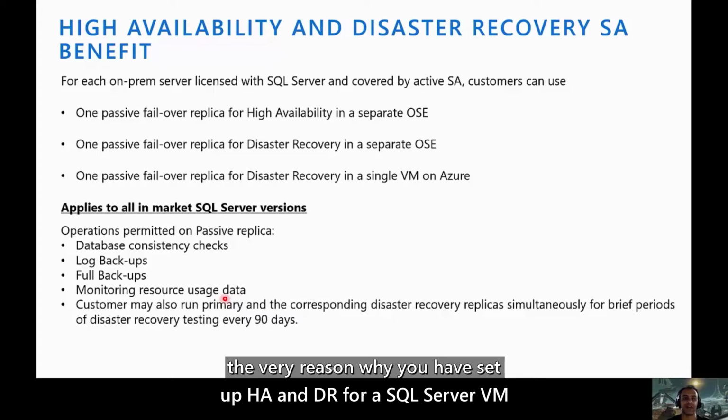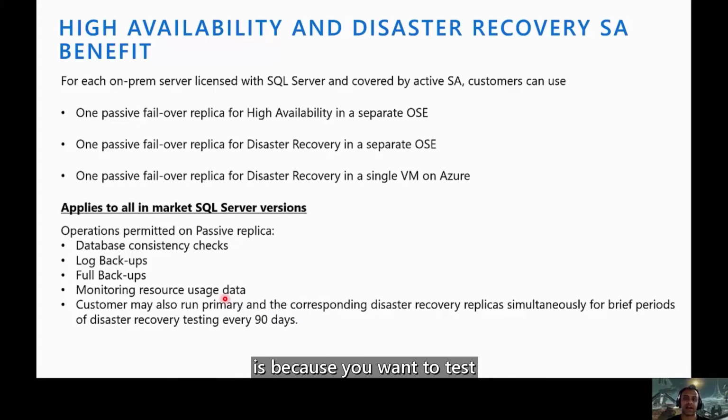And the last one, which is very, very important, the very reason why you've set up HA and DR for a SQL Server VM is because you want to test high availability and disaster recovery through DR drills. Whenever you do these DR drills for brief moments, you'd actually fail over your primary instance to your second replica. As long as a passive replica which is not licensed and a primary replica are not serving applications concurrently, you do not have to license them together.